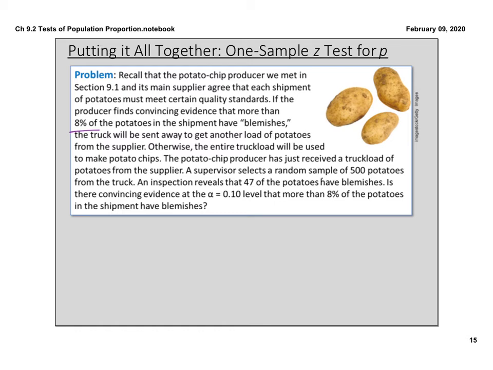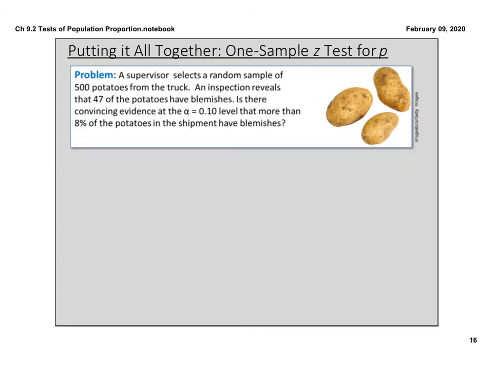A supervisor selects a random sample of 500 potatoes from the truck. The inspection reveals that 47 potatoes have blemishes. Is there convincing evidence at the alpha 0.1 level that more than 8% of the potatoes in the shipment have blemishes? Anytime you're given an alpha level, and anytime they ask about convincing evidence, that tells you you're doing a significance test. So let's go through it.